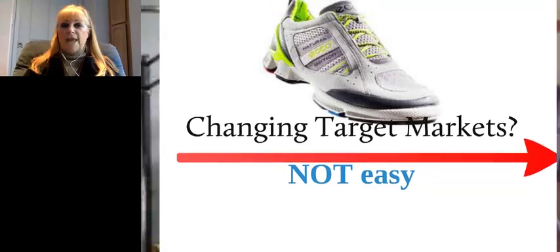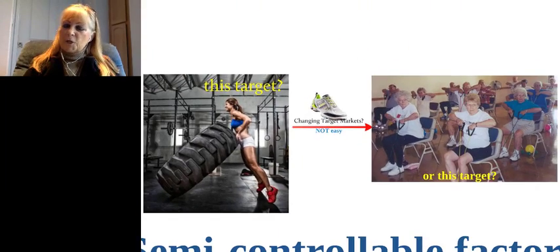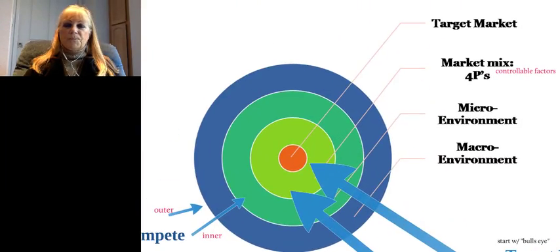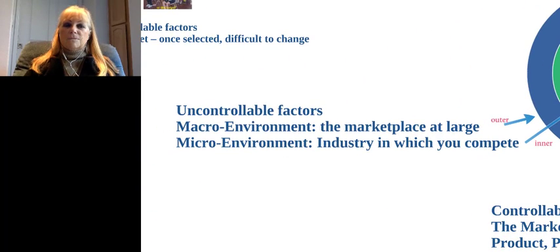And that's why we say it's a semi-controllable variable. Now, let's look at the outside. And we're going to spend a long time looking at these two sets of factors, the macro environment and the micro environment. Again, the macro environment is the marketplace at large.